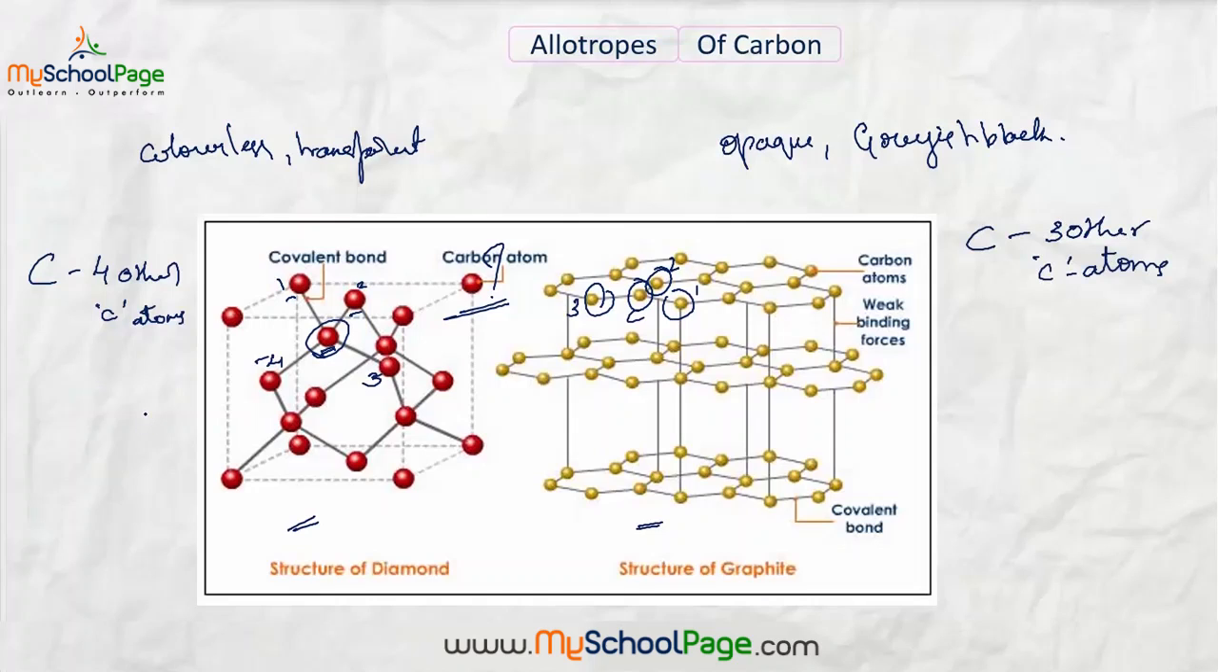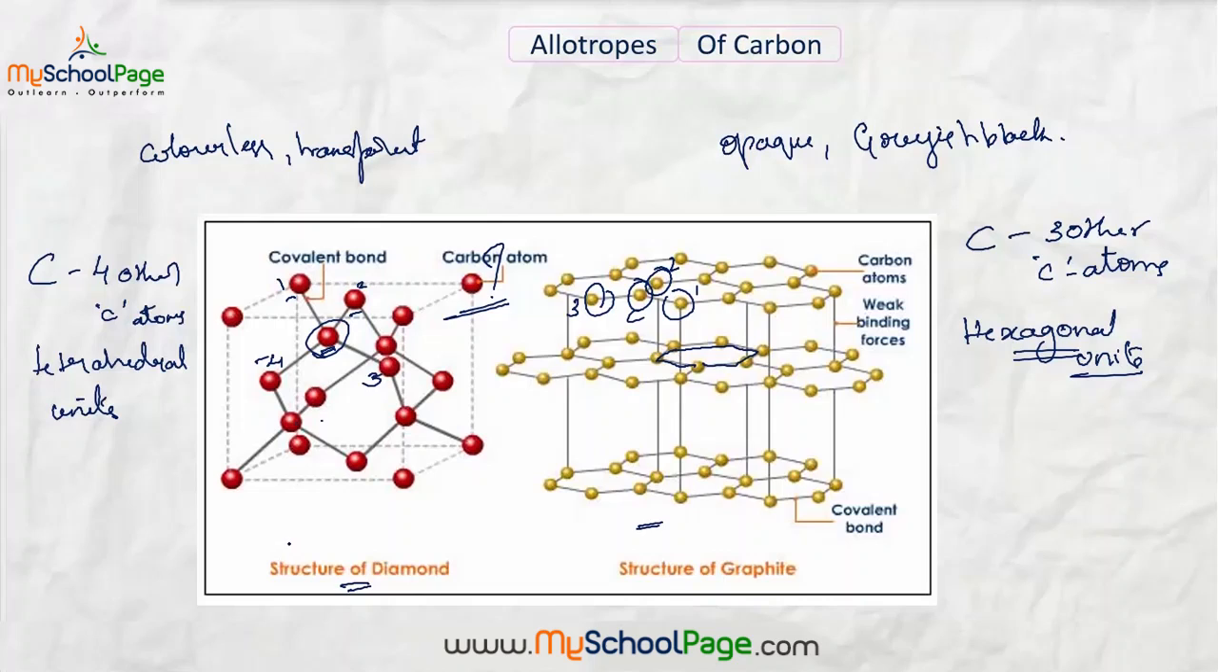Also notice that in the structure of diamond, we see tetrahedral units. Whereas in case of graphite, we see hexagonal units. Moving on, we see that diamond consists of only covalent bonds. So it is a network of covalent bonds in case of diamond.